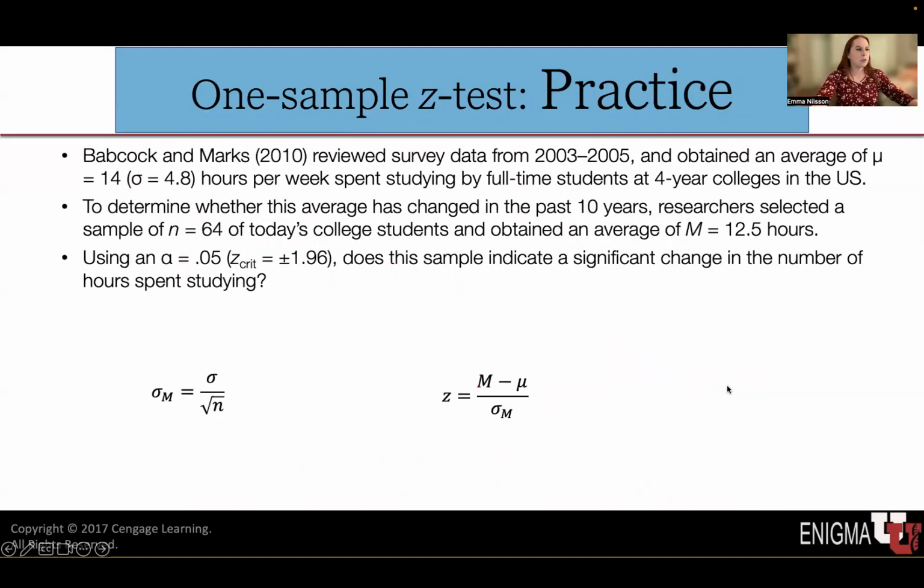Okay, now we're going to do a practice. I'm going to read through this with you, and then I'm going to have you pause, try to figure it out yourself. And we will come back and check our answers.